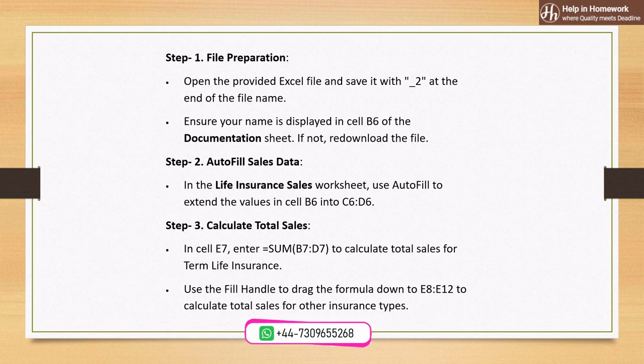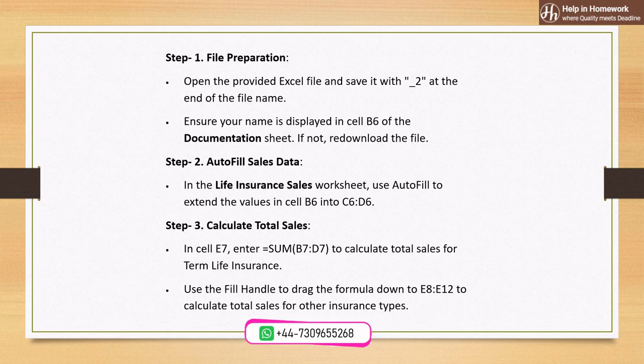Step 1. File preparation. Open the provided Excel file and save it with _2 at the end of the file name. Ensure your name is displayed in cell B6 of the documentation sheet. If not, re-download the file. Step 2. Autofill sales data. In the life insurance sales worksheet, use autofill to extend the values in cell B6 into C6, D6.